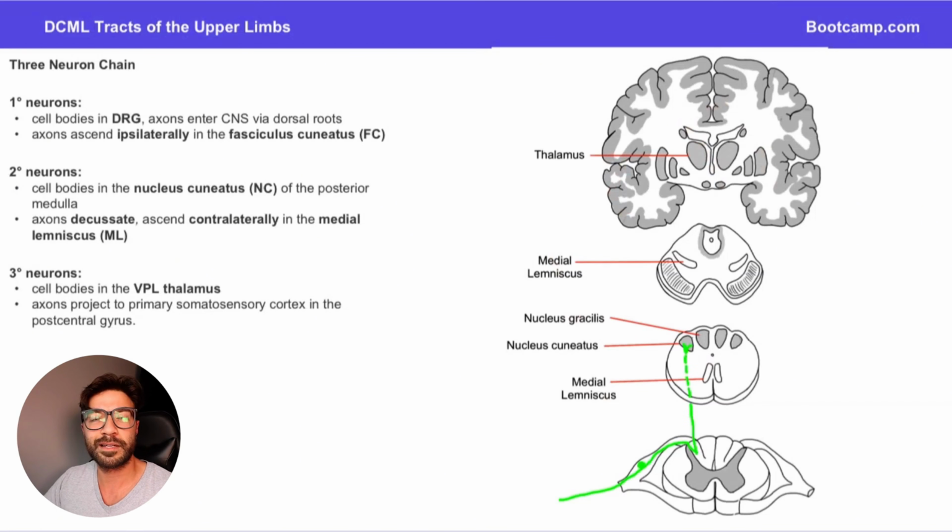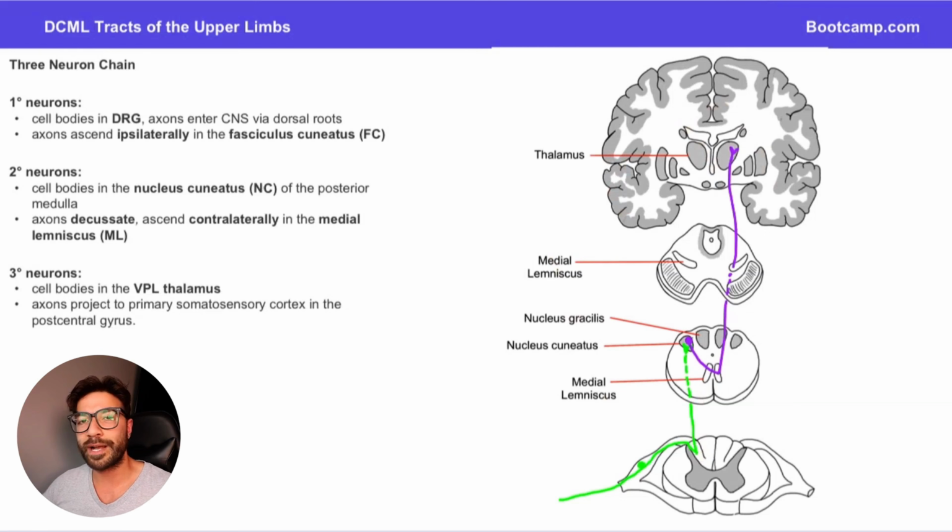From here, it then synapses again on that second order neuron, except this time it's going to be found in the nucleus cuneatus, not the nucleus gracilis like we saw from the lower limb. So if the axon is traveling up the fasciculus cuneatus, it's going to synapse in the nucleus cuneatus on the second order neuron. From here, the axon from our second order neuron will then decussate, or cross over, and enter into our medial lemniscal system.